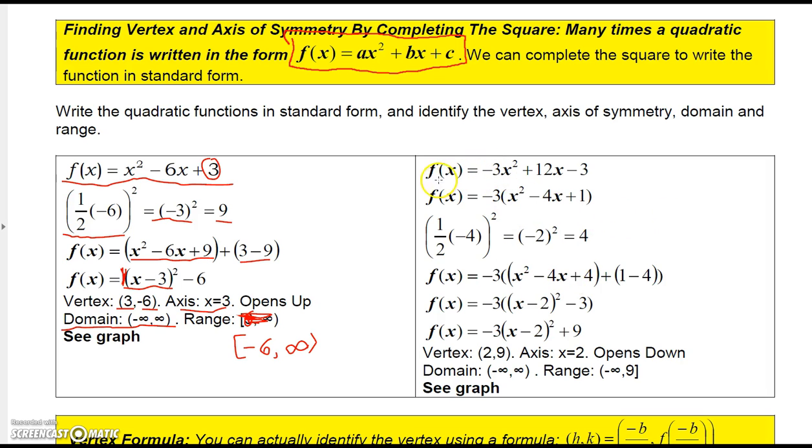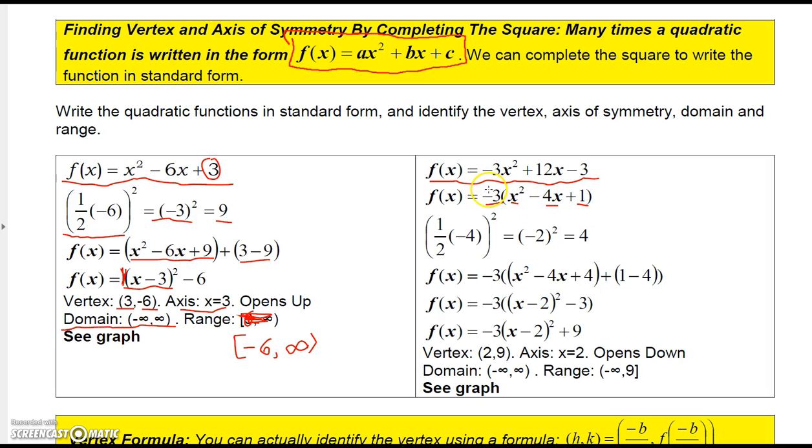Okay, so now let's look at this next one. When you have a coefficient other than 1 with the squared term, you need to factor that out before you do anything. So since I have a coefficient of negative 3 with x squared, I'm going to factor negative 3 out of those three terms. If I factor negative 3 out of this, I'm going to get x squared. If I factor negative 3 out of this, I'm going to get minus 4x. If I factor negative 3 out of this, I'm going to get plus 1.